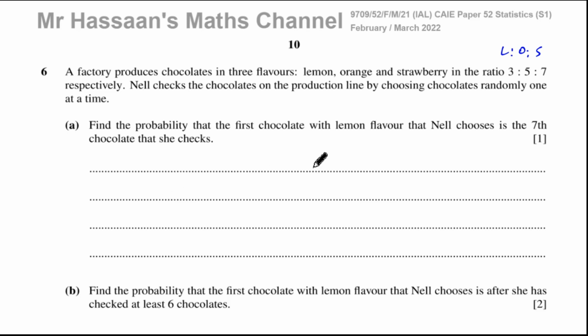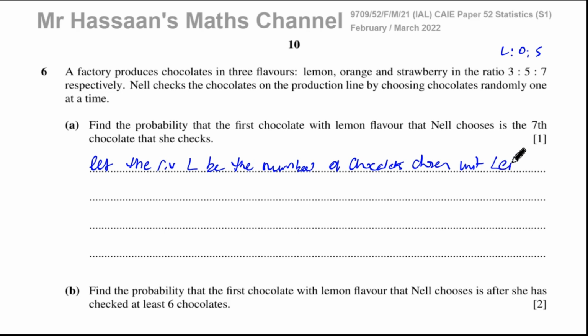Okay, so now we're going to say let the random variable L be the number of chocolates chosen until a lemon is chosen. So the random variable L is the number of chocolates chosen until a lemon is chosen.